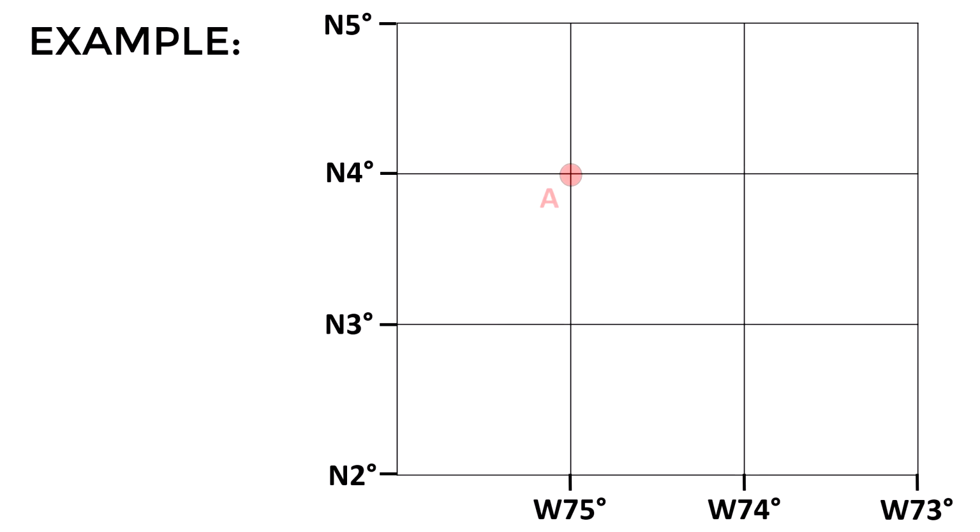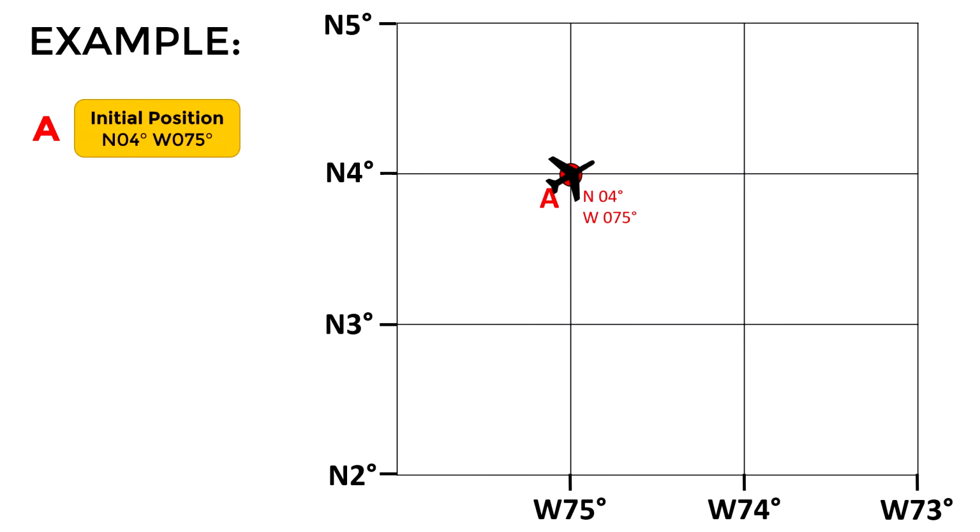Let's see a more practical example of this. Let's say that our aircraft is at position A. And as we can see, the coordinates for this point are 4 degrees north and 75 degrees west. This point will then be the initial position that the system will use as reference. Let's now say that the aircraft takes off and flies in this direction. In this case, the parameters of time, distance, heading, and speed for this leg will be calculated by the inertial unit.